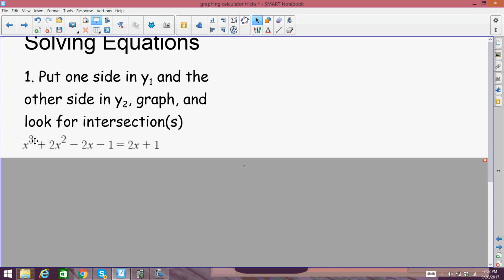It's a cubic, and there actually is a formula like the quadratic formula to solve cubics. But using your calculator is a foolproof way to solve equations when you need to, and also to check your work if you've solved something algebraically and you want to know, did I do it right?